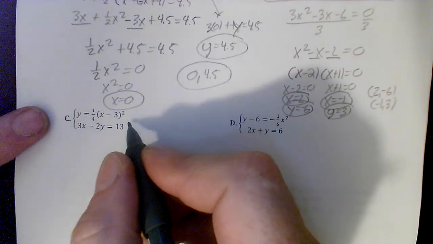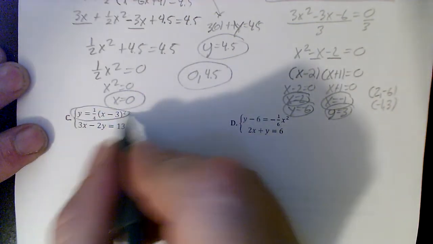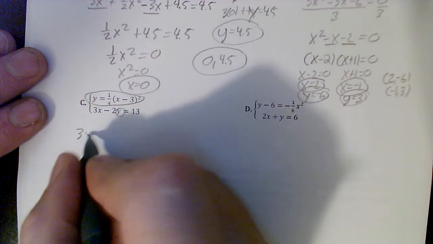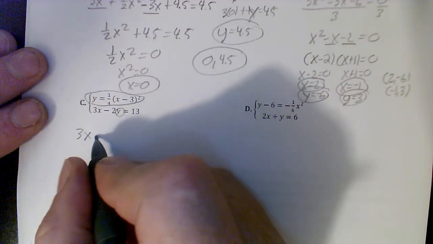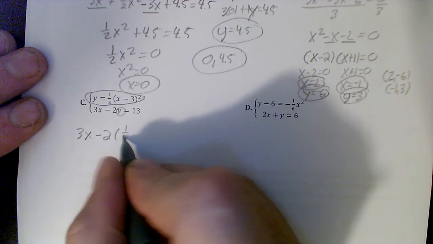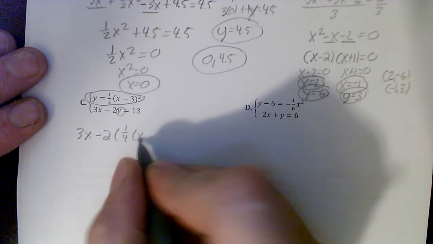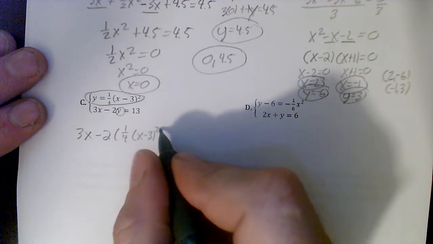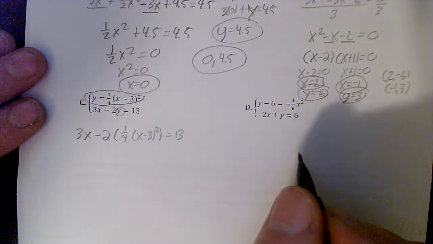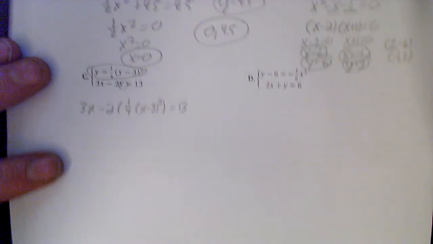So let's keep going. I'm going to circle that, and I'm going to plug it in for this y value here. So here I go. I'm going to go 3x minus 2, and instead of this y, I'm going to plug in 1/4 x minus 3 squared, and then I set it equal to 13. So I'm going to work through this. It looks a little tougher, this one.